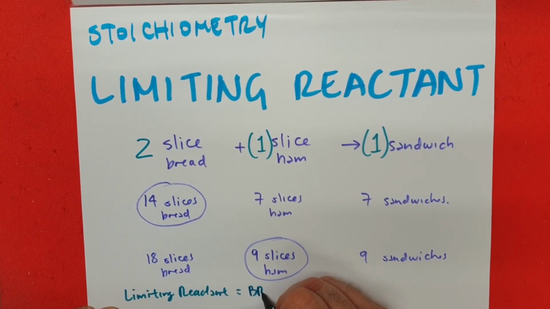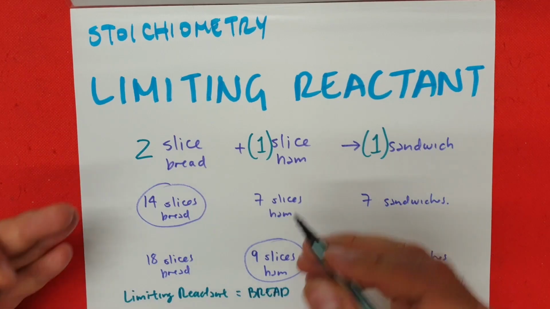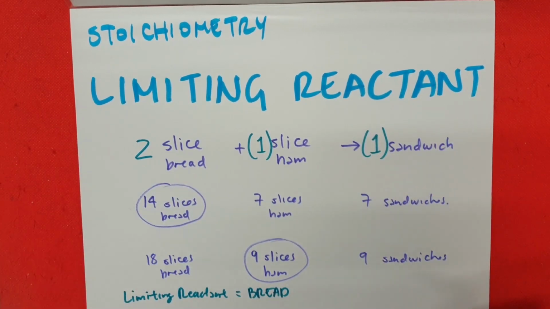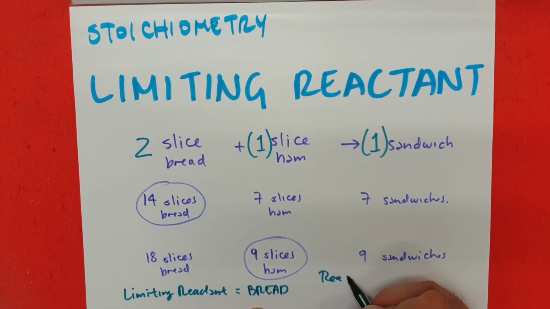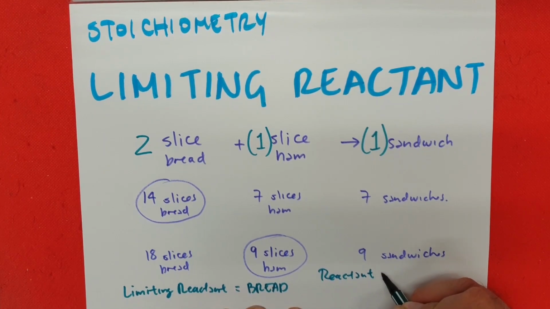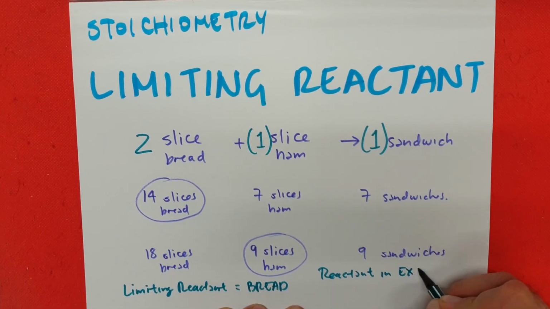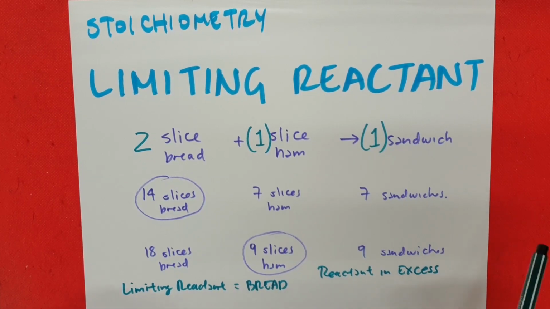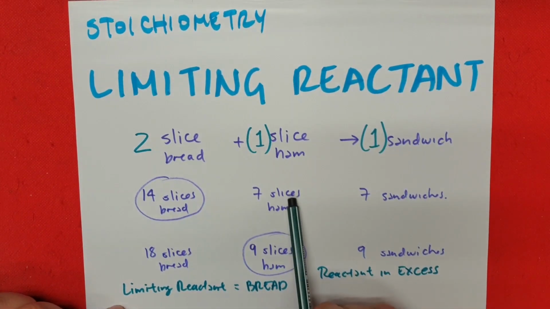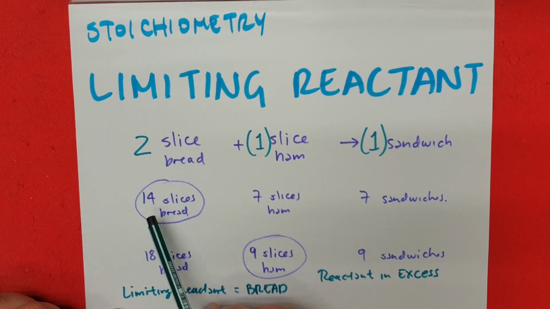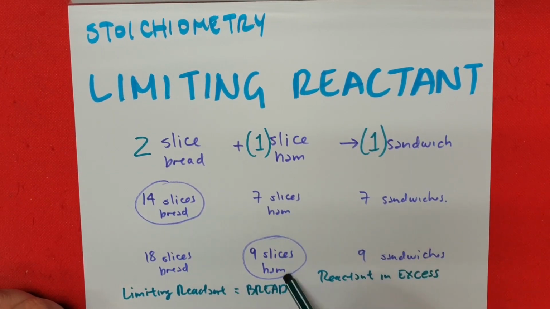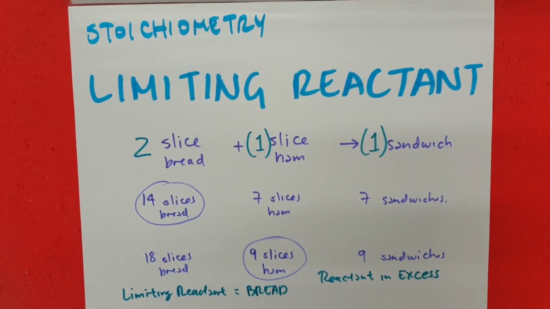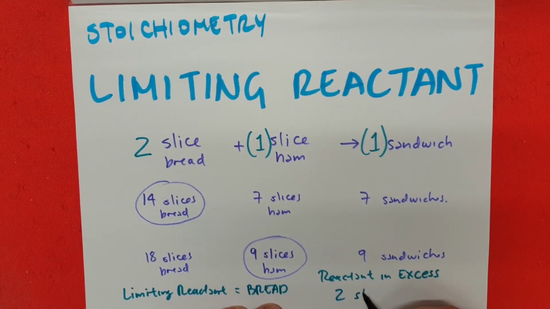So it is bread. And just as there's a limiting reactant, there's a reactant in excess. And in this case, the reactant in excess is obviously ham. How do we know that the ham is a reactant in excess? Because we need 7 of it, which we calculated theoretically, and we have 9. So we're going to have 2 slices of ham left over.